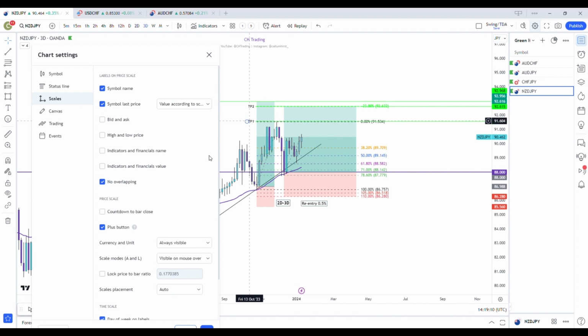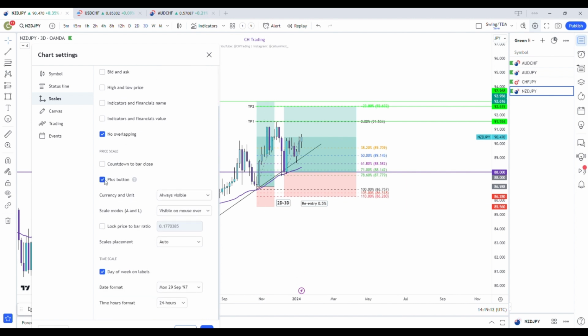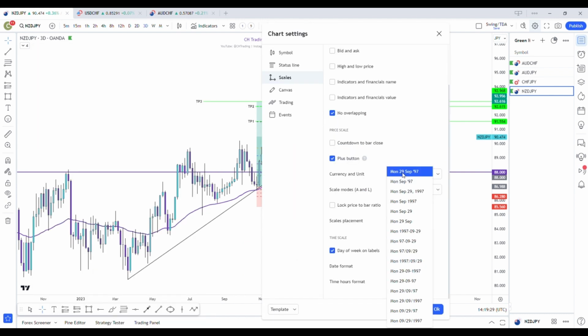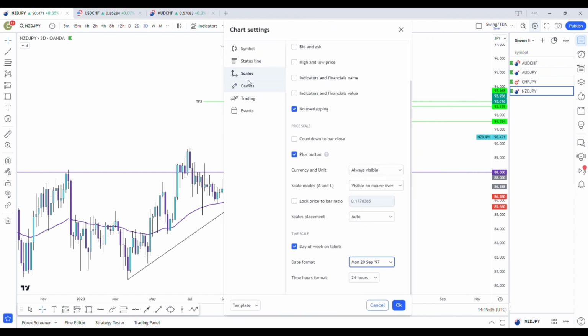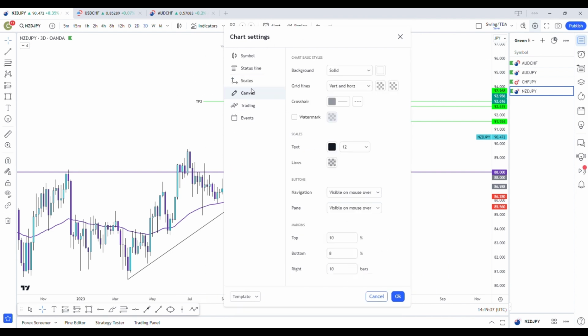So for here, for example, the plus button is very important, because when I'm setting an alert, it's so easy to just click the plus on the side and set your alert. So I'd recommend having that on. And then day of week on labels, I just have it on because that's the nice date format. Well, if you're American, you have a different date format. Fair play to you. You can have whatever you're comfortable with. It doesn't make too much of a difference, that one.